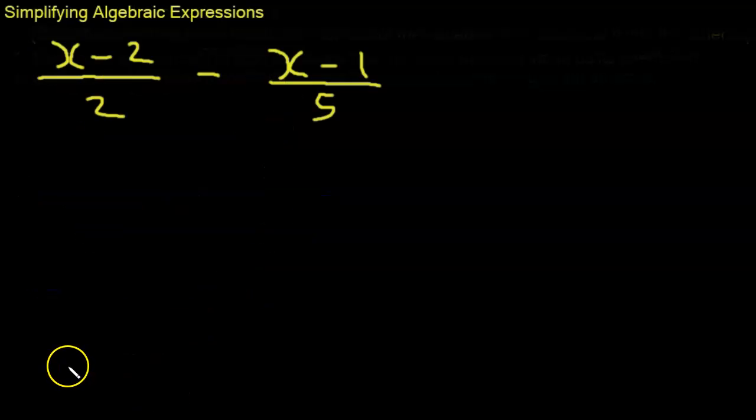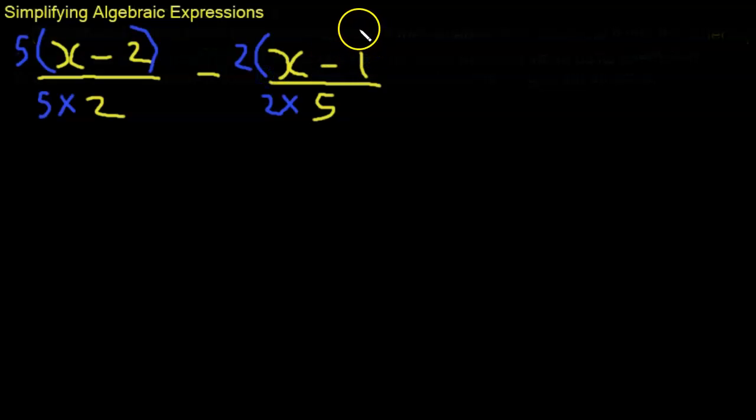Here we have another one. Again, denominators are different, so we need to make them the same. LCM is 10, so let's make both of them 10. To make this one 10, we need to multiply it by 5, right? Which means we need to do the same to the numerator. And for this one, we need to make it 10, so we need to multiply by 2. And of course, we also need to multiply the numerator by 2 for the fraction to remain equivalent.